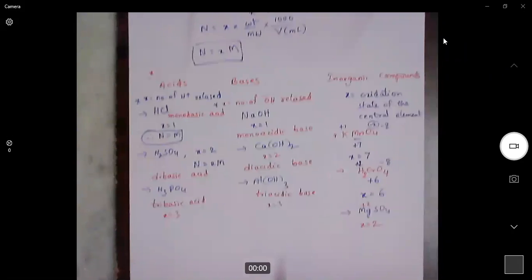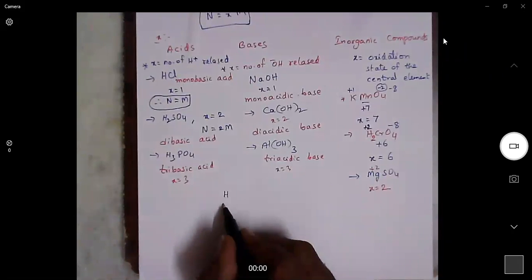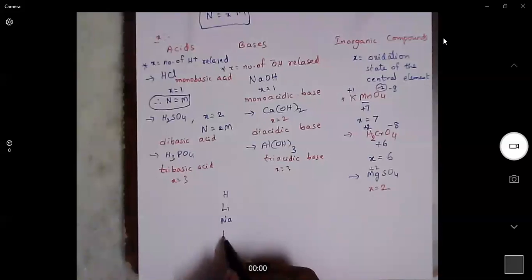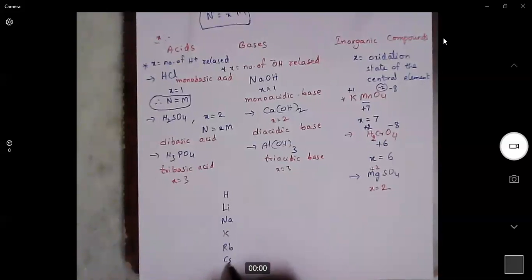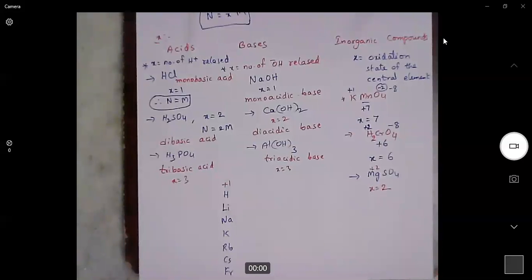Now, how do we know the charge of potassium as +1, hydrogen as +1, or oxygen as -2? This is easy if we know the periodic table. In the periodic table, all first group elements, that means hydrogen, lithium, sodium, potassium, rubidium, cesium, francium, will have a +1 oxidation state. That means they will immediately release one electron if there is an acceptor, and they will be stable. So the first group is stable in the +1 oxidation state.